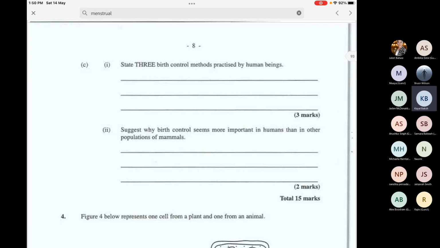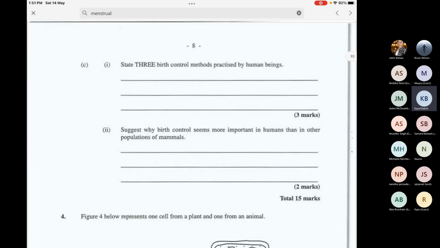Let me hear from Wilson, part C, part 1. Read the question aloud. State 3 birth control methods practiced by human beings. Yes, it has the short-lasting method, the long-lasting method, and the barrier method. Don't give the category name. Give the actual method name.